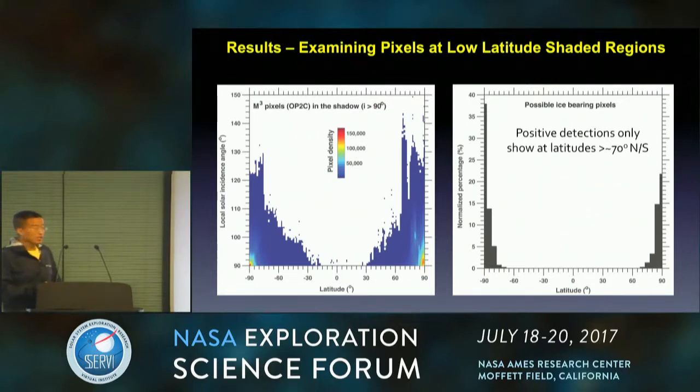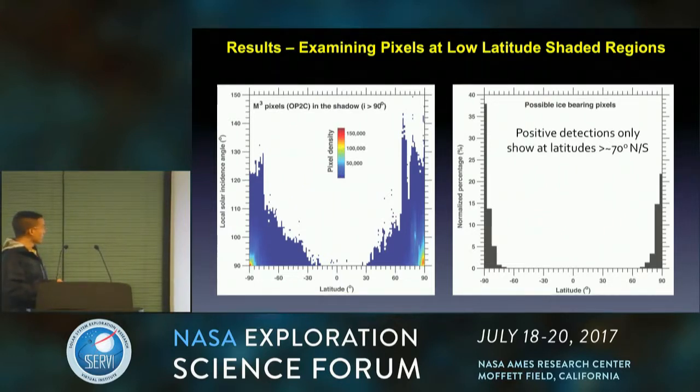Another test we used is to examine the pixels in shaded regions at a lower latitude, because we know ice cannot accumulate at a lower latitude. In this figure, I'm showing the pixels in the shaded region globally. This is latitude, and this is a density plot, so different colors mean the number of pixels, and this is the local incidence angle. I just cut off at 90 degrees, because above 90 degrees the sun is beneath the horizon, so it's in the shaded region.